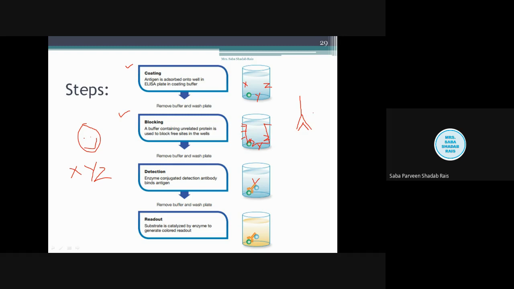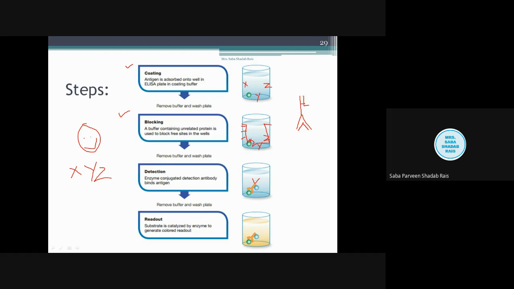Now if the antigen-antibody complex is formed, only agglutination will form, right? But I don't want agglutination. I want the proper results, or a proper quantitative result. I want to know how much antigen is present. So for that, what I do, I will attach one type of enzyme here.